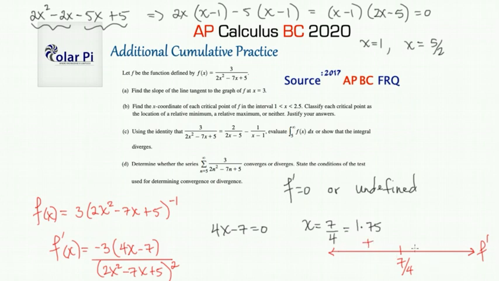To the right of 7 over 4, we can plug in 2. Now it's 8 minus 7, so that's positive. The denominator is positive because it's a squared quantity, so you have negative times a positive, which is negative. Negative over positive is negative, so it goes from positive to negative, meaning it's a local max. So it's a relative or local max, and I just justified it.